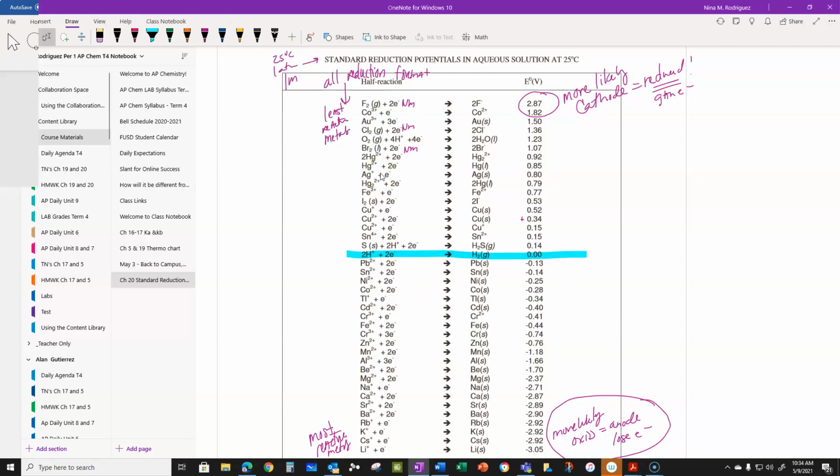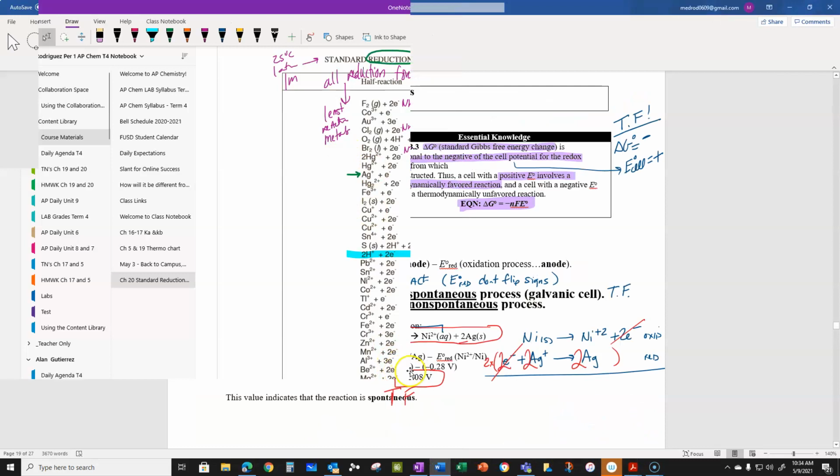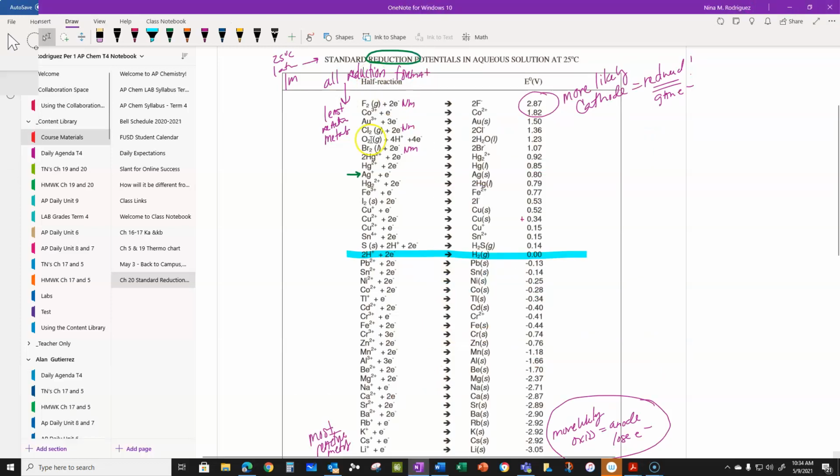Remember, they're in standard reduction form. So that silver right there is 0.80, okay, and we look at our notes. We have silver as 0.80, and then we look at the nickel one, from the ion plus 2 to the solid. So if I go on my chart, it looks like the nickel one's right there.